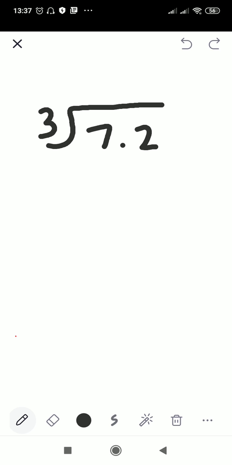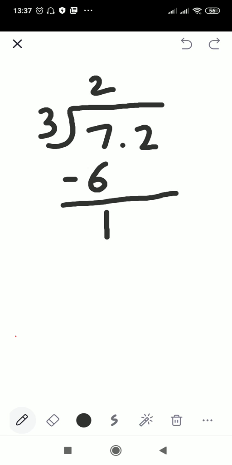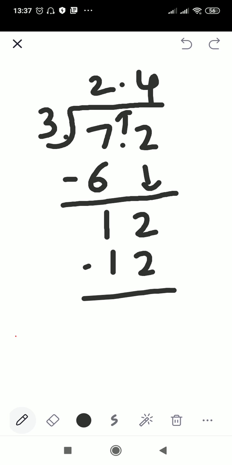How many times does 3 go into 7? It goes 2 times, 3 twos are 6. 7 minus 6 is 1. Then we are going to bring down this 2, and the decimal we are going to place up here, and 3 fours are 12, and you will have the answer 2.4.